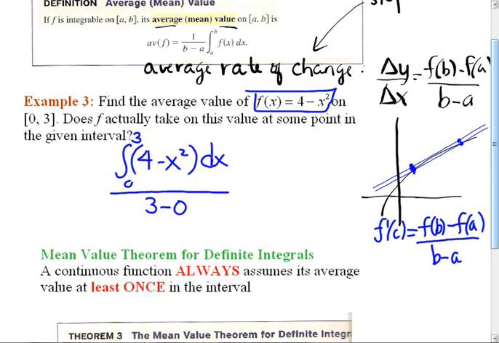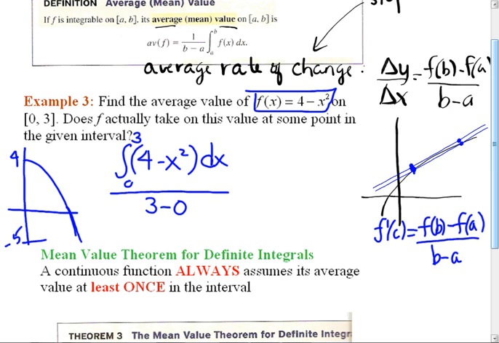Now, think about this. I want the average y value of that parabola. What does this thing look like? Looks like this, right? What's the biggest y value I get here? 4, right? And then what happens down here? At 3, I go down to what? Because I know what 4 minus x squared looks like, I substitute 3 in here. 4 minus 9 is negative 5.